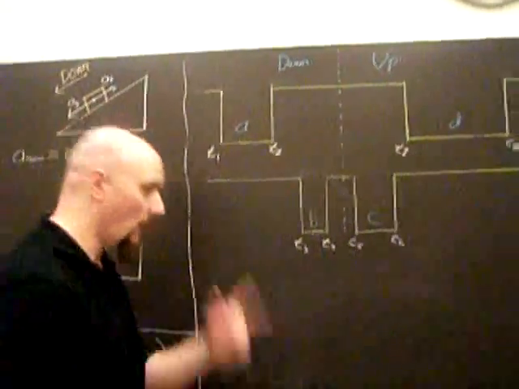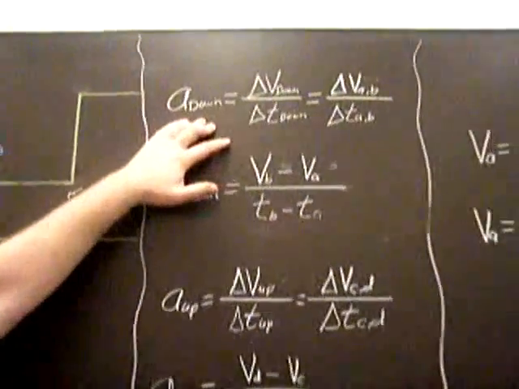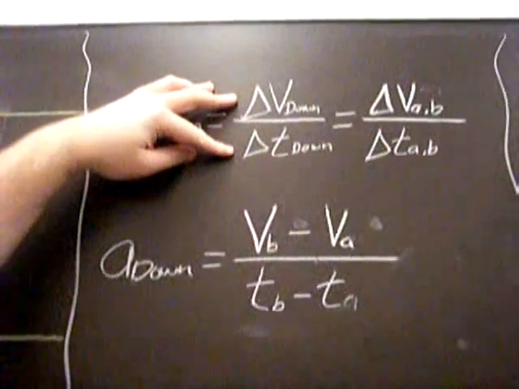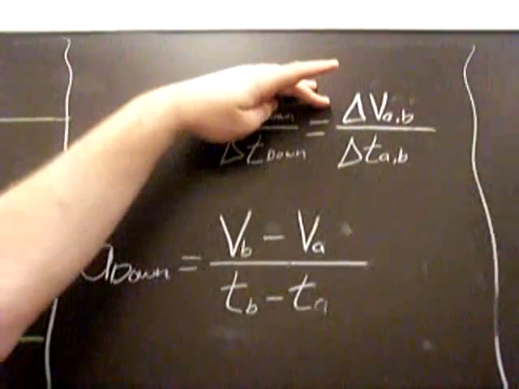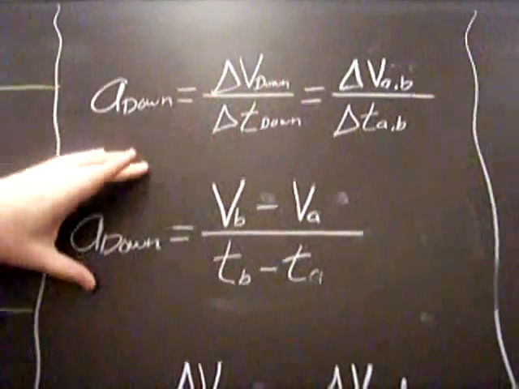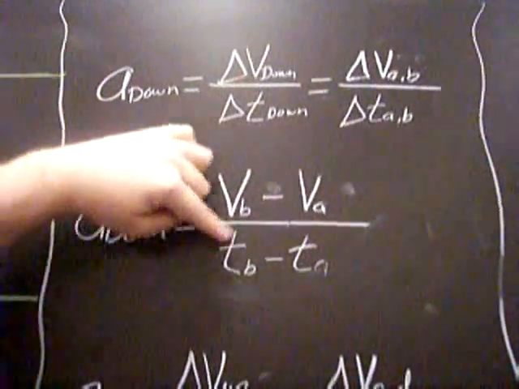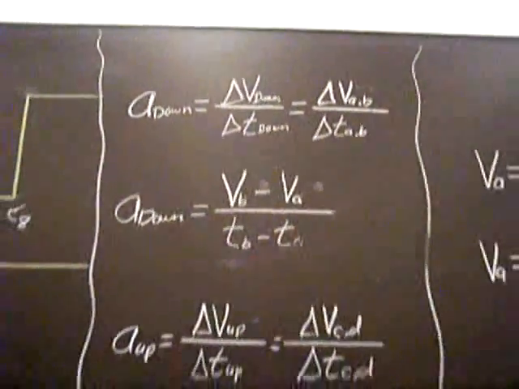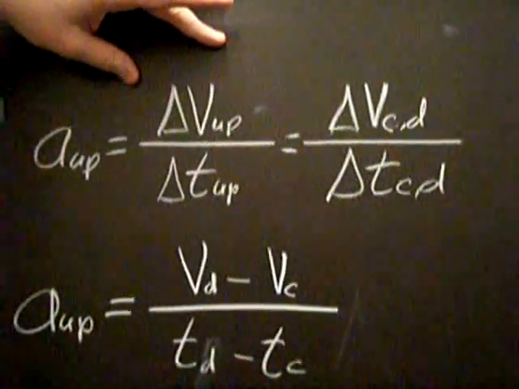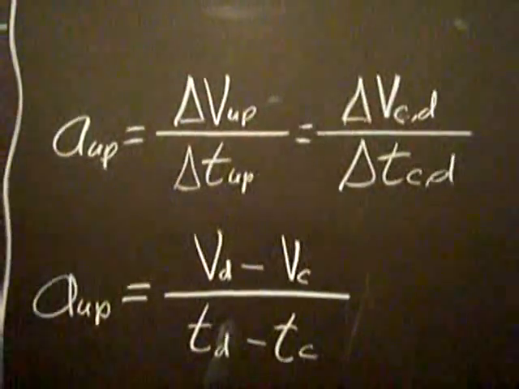Now let's see what we can do with this. So this is what we need. We need the acceleration down. Well, this equals the change in velocity going down over the change in time going down. This will equal the difference in velocity from A to B over the change in time from A to B. In other words, the velocity through B minus the velocity through A divided by the time at B minus the time at A. And then it's the same strategy for A up. That will be the change of velocity up over the change in time up. In other words, VD minus VC divided by TD minus TC.